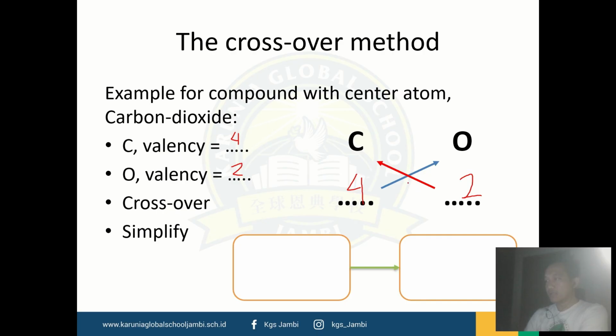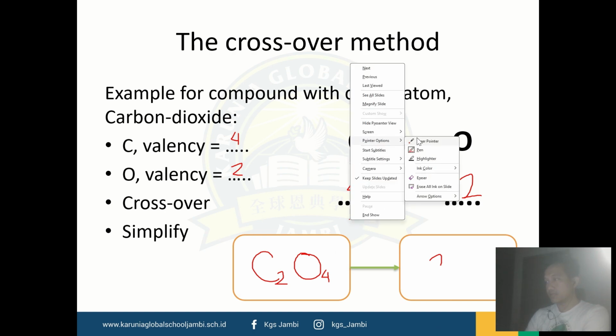Now multiply the valency with the other atom. We crossover. So we have C and the valency number is 2. We have oxygen and the valency number is 4. Because 2 and 4 can be divided by 2, now we simplify this.